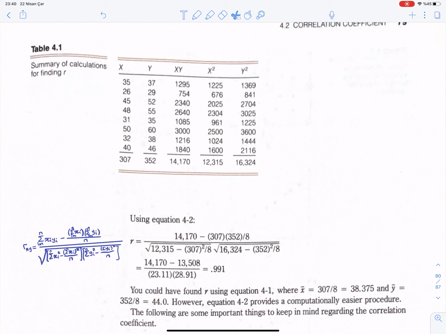So the sum of x and y is 14, see that this is 14.17. And the sum of xi, the sum of x, is 307, you place 307 here. The sum of yi is 352, and that's right here. And this is the number of observations, if you count it, 1, 2, 3, 4, 5, 6, 7 and 8, so that 8 comes from there.